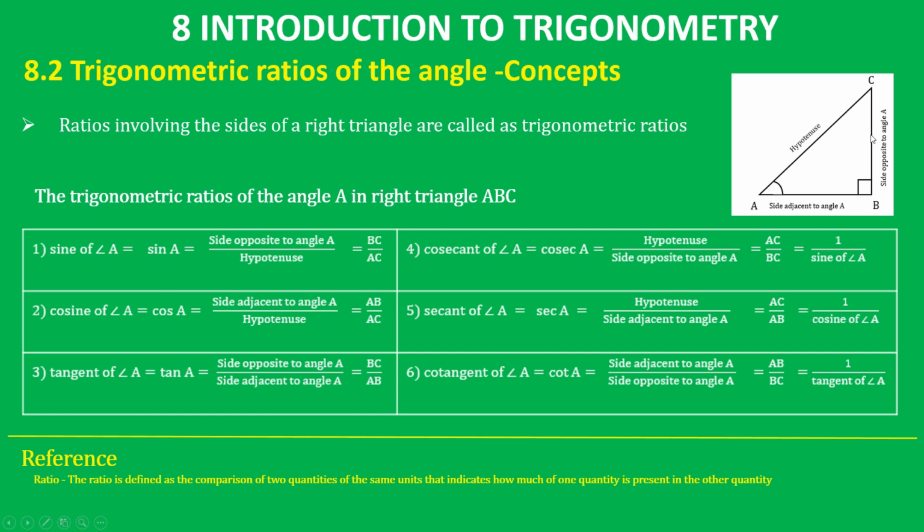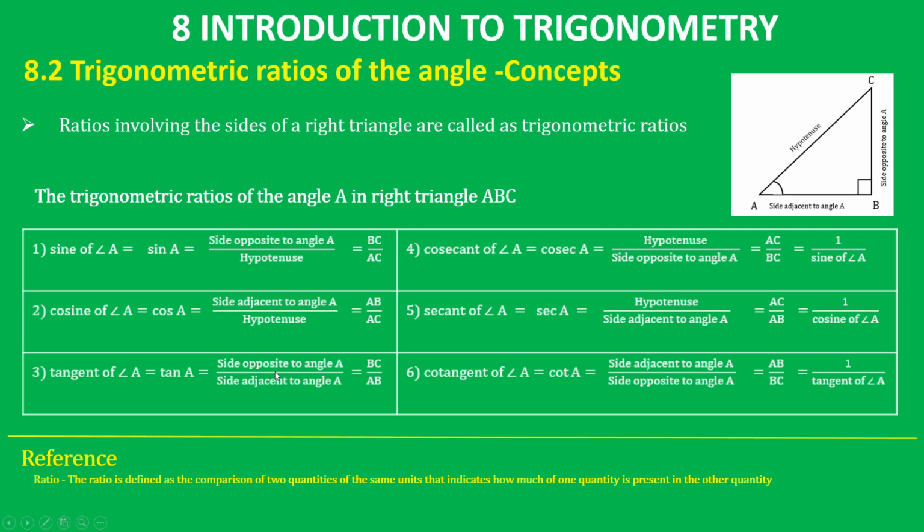Then they defined another ratio, considering angle A: side adjacent to angle A divided by hypotenuse, that is AB by AC. You have to give a name, right? What mathematicians did was they called it cosine of angle A. Simply we can call it cos A. This is another ratio, right? Are you appreciating the statements? These ratios involving the sides of a right triangle are called trigonometric ratios. These are trigonometric ratios, right?